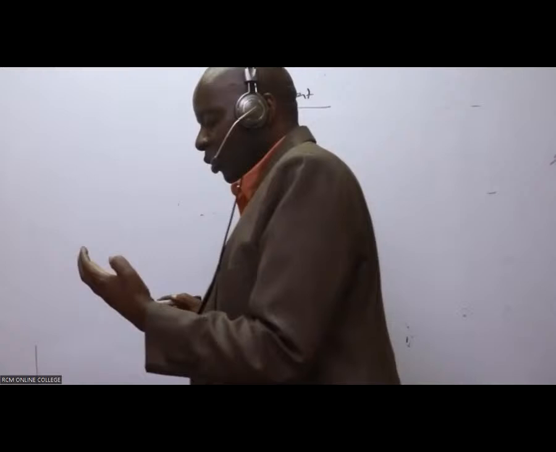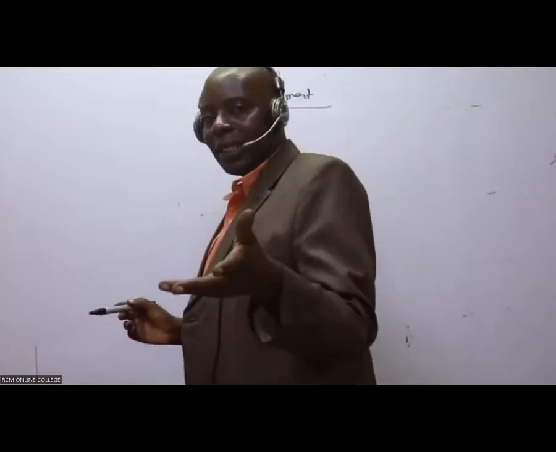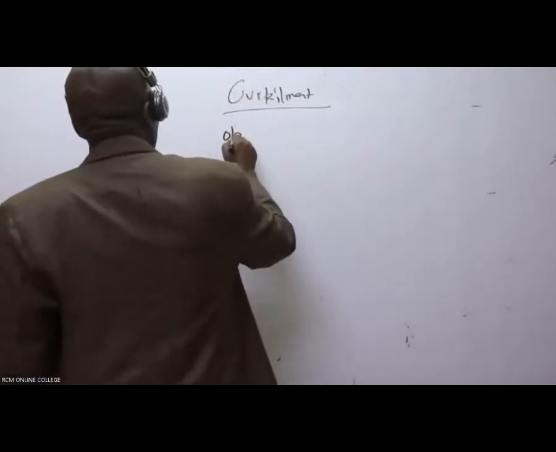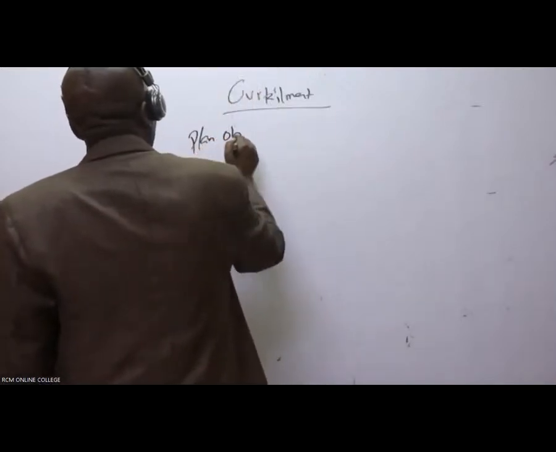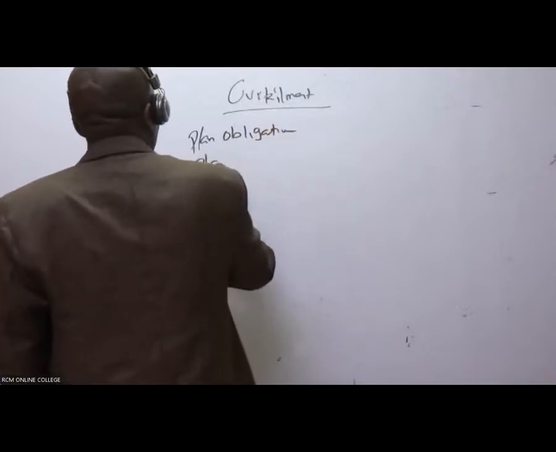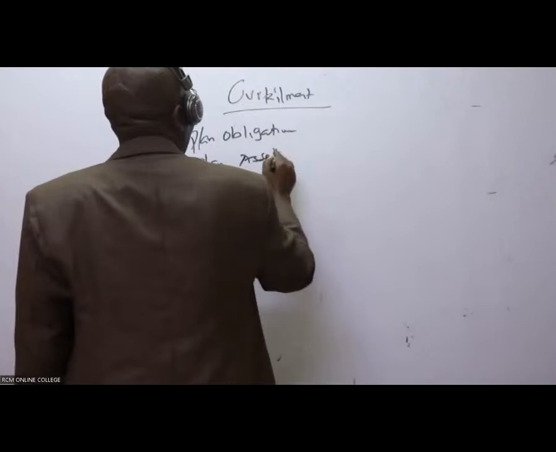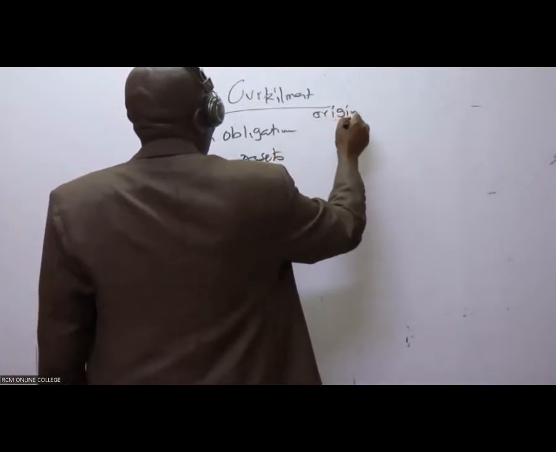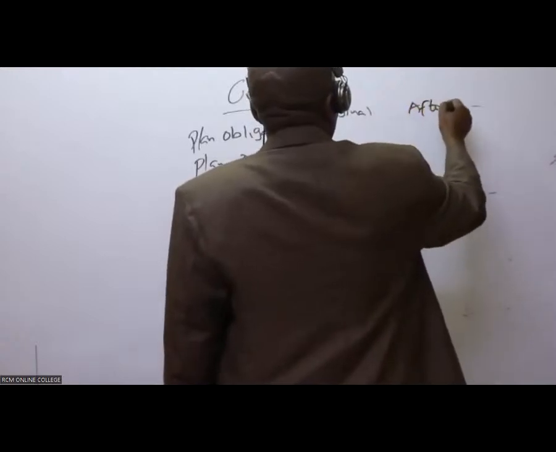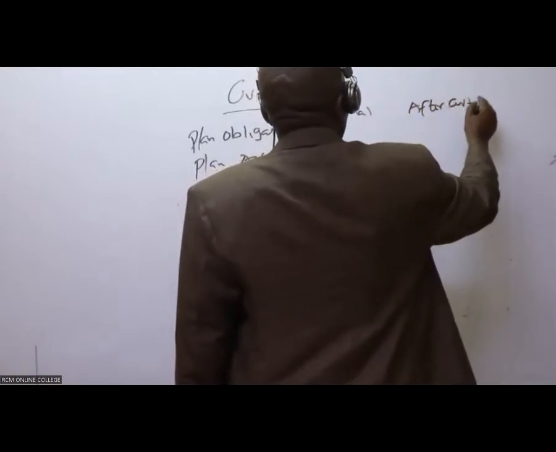So curtailment, what do we have as usual? Don't start with assets. Start with obligations. So we have here the plan obligation, and then we have the plan assets. Original. And then we have after curtailment.